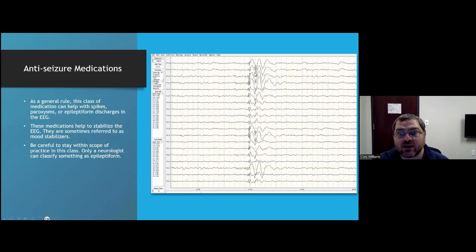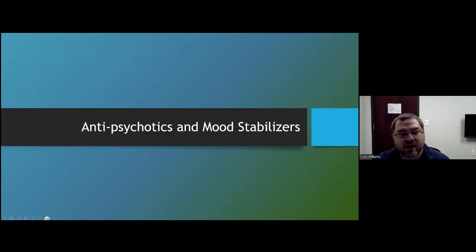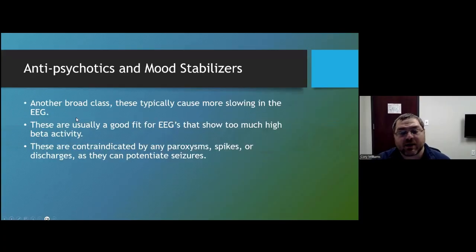This might not reach the sort of critical mass to cause a seizure, but then when you give them the antipsychotic and their seizure threshold drops, this may turn into a seizure afterwards. So for the antipsychotic class, again, it's a very broad class, typically with, it typically causes more slowing in an EEG. So when do we want to use that?